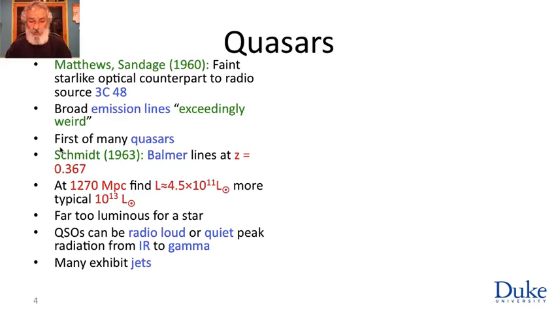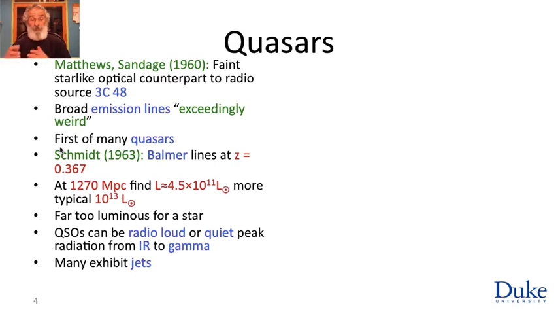A breakthrough came in 1960 when Matthews and Sandage discovered the optical counterpart to a radio source known as 3C48. That means it was the 48th entry in the third Cambridge catalogue of radio sources. This was some faint star-like thing in the correct position to be the counterpart, where the radio signal was coming from. Once they had an optical object, they again took a spectrum, and the spectrum was exceedingly bizarre.